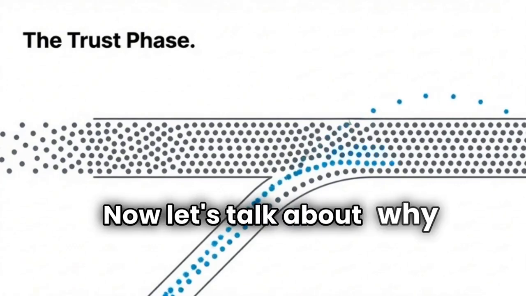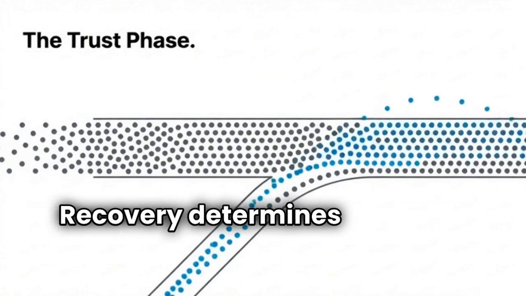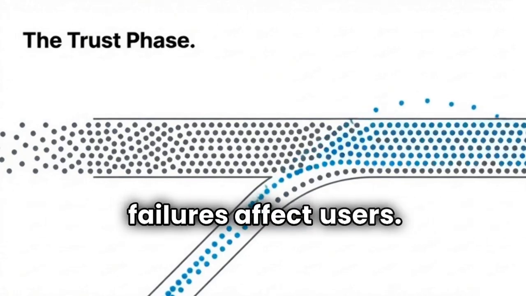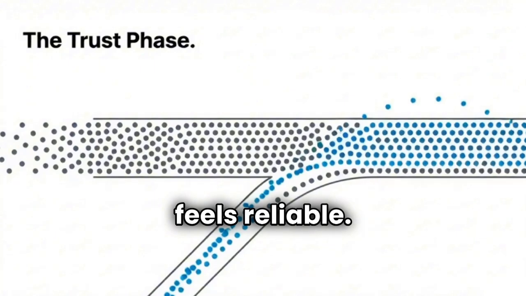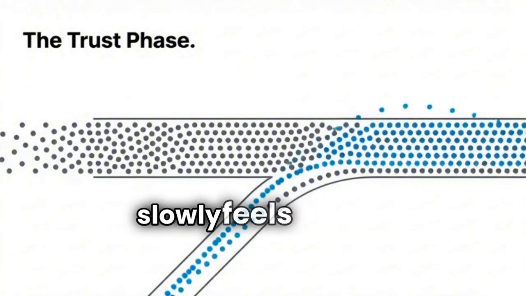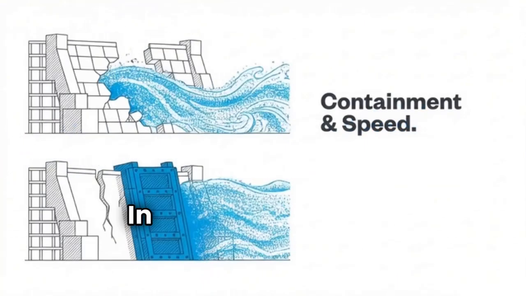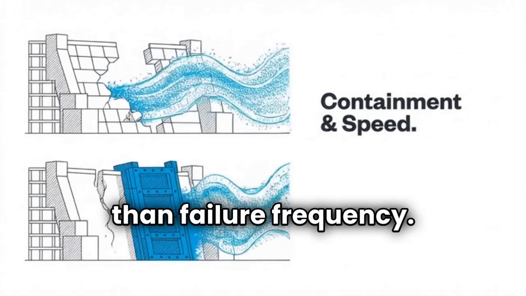Now let's talk about why endpoint recovery matters. Recovery determines how long failures affect users. A network that fails but recovers quickly feels reliable. A network that fails rarely but recovers slowly feels fragile. In practice, recovery speed often matters more than failure frequency.